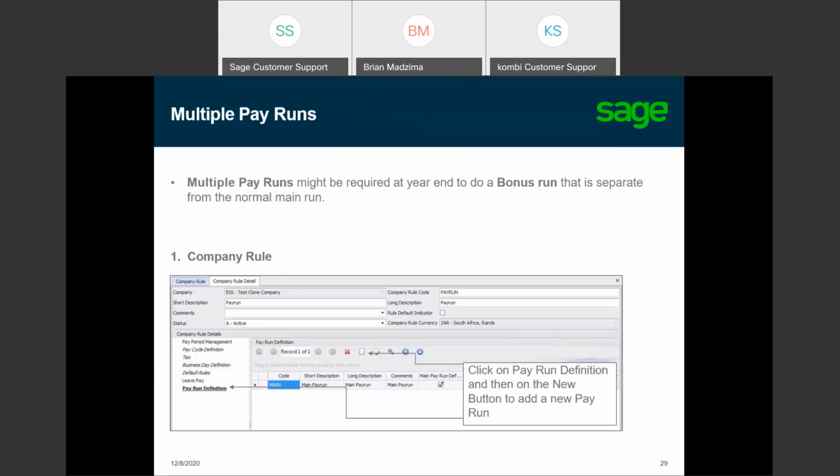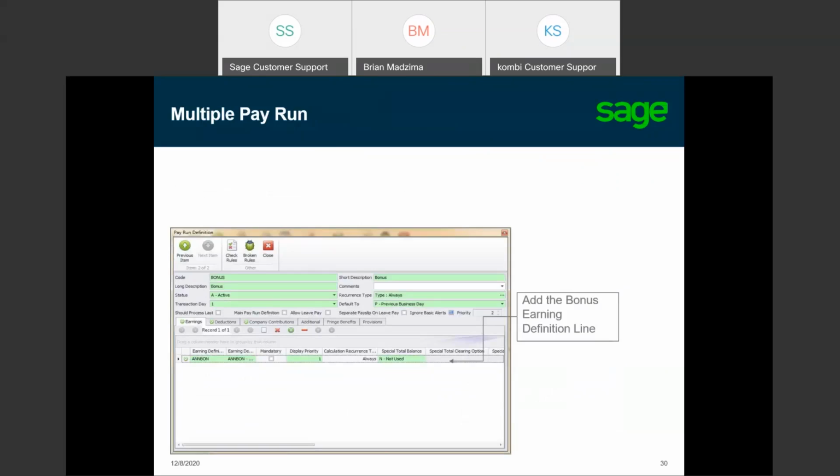Multiple payruns might be required at year end to do a bonus run that is separate from your normal payrun. Each additional run will also have its own payslip in that effect. So you'll see here on this screenshot as well that we have an additional bonus run, and it only has the annual bonus earning definition linked to it there. So with each separate payslip or separate payrun, you're able to then add the payroll definitions that are applicable to that particular run.